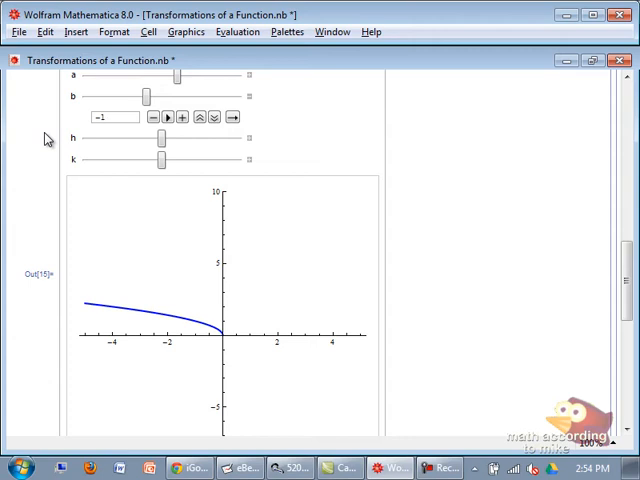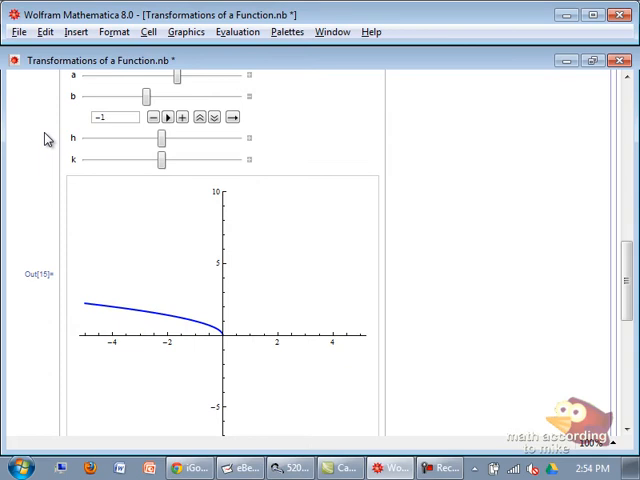To be honest, horizontal reflections are difficult. We really don't focus on them too much in this class. If you were taking a trig class, that's where they're going to be more important. Mainly because they're easier to do there, but not so much with our functions in college algebra.